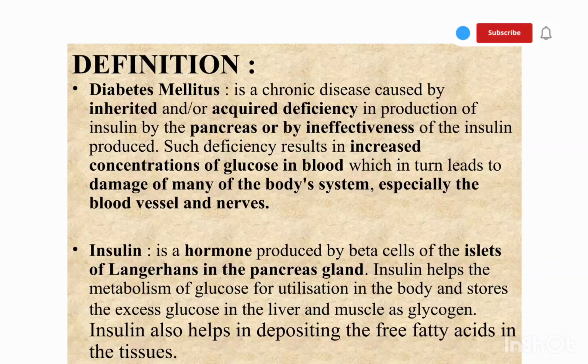Next, we will see about insulin. Insulin is a hormone produced by beta cells of the islets of Langerhans in the pancreas gland. Insulin helps the metabolism of glucose for utilization in the body and stores the excess glucose in the liver and the muscle as glycogen. Insulin also helps in depositing free fatty acids in the tissues.